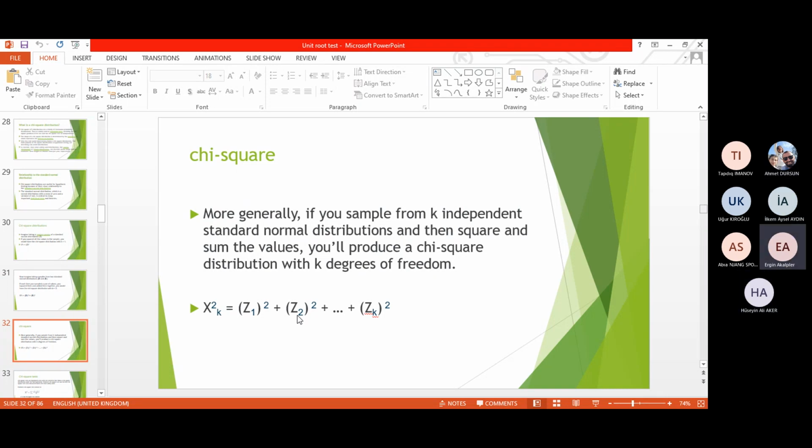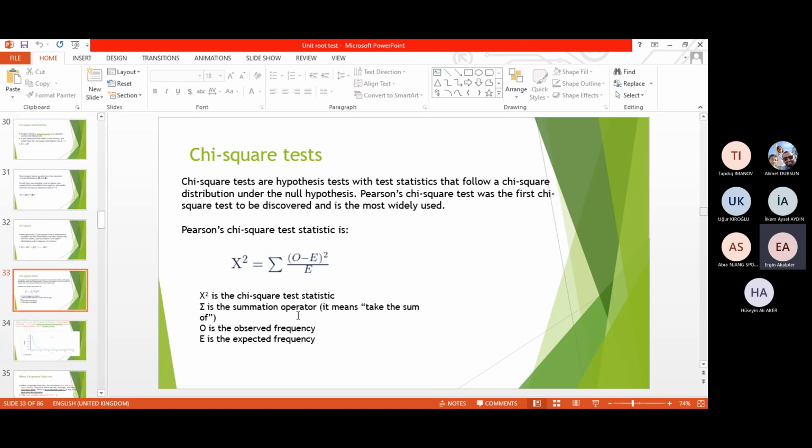Chi-square, more generally: if you sample from k independent standard normal distributions and then square and sum the values, you will produce a chi-square distribution with k degrees of freedom. X square is equal to z1 square plus z2 square plus, it goes like this, up to zk square. This is only the representation of the summations. We don't use this actually, but just in case, to know what it is.